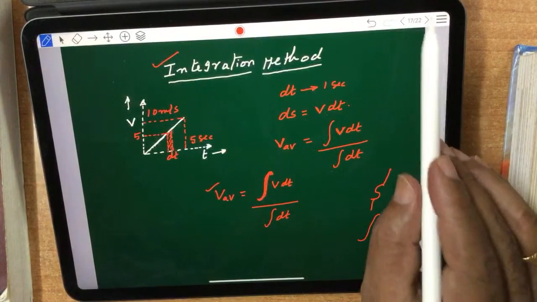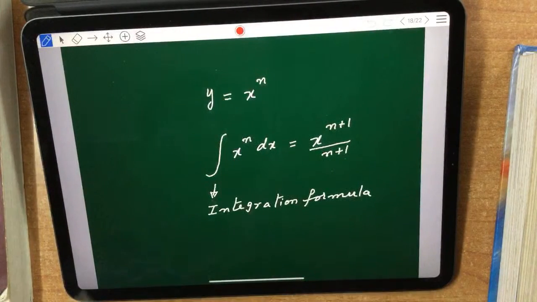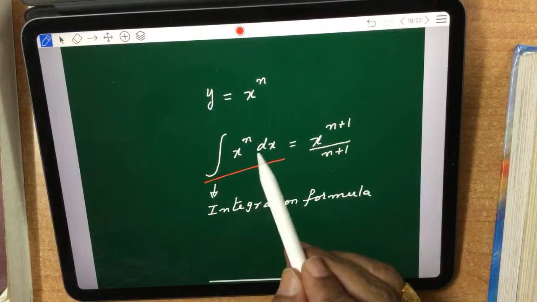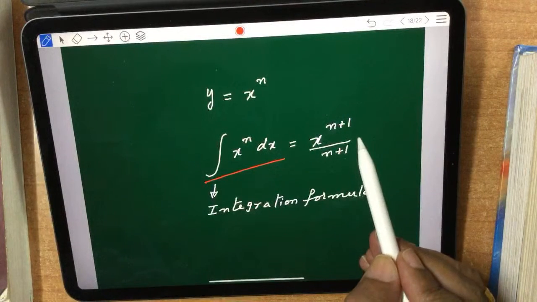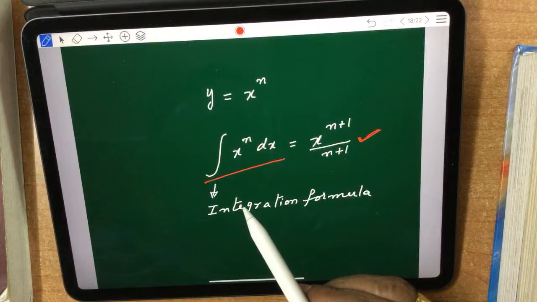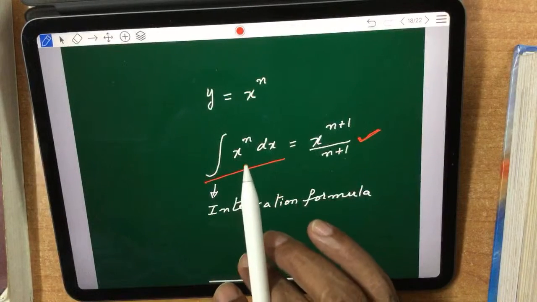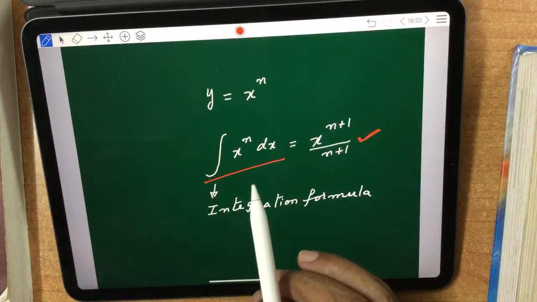We are going to discuss it in detail. Of course, this is the formula. Whenever you come across integral of x to the power n dx, the formula is x to the power n plus 1 by n plus 1, the integration formula. If anybody wants the derivation for this, look at my link. I think yesterday I sent a link. Integration and differentiation, I explained in a very simple way, without much mathematics. Look at that.